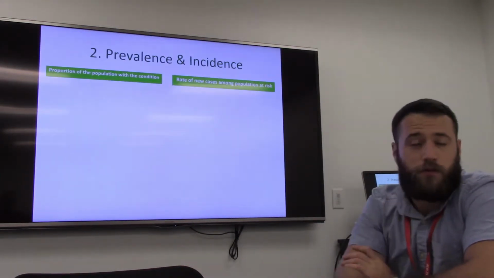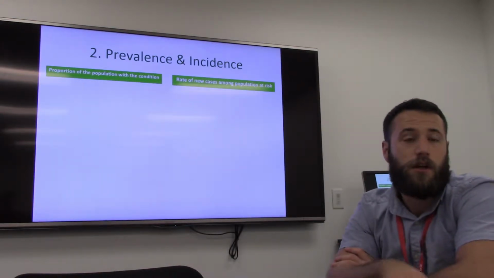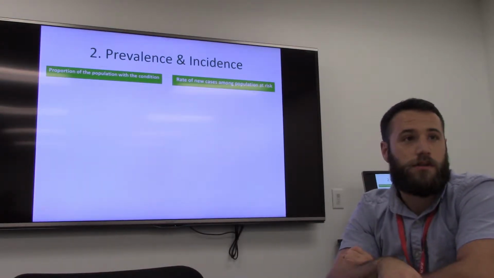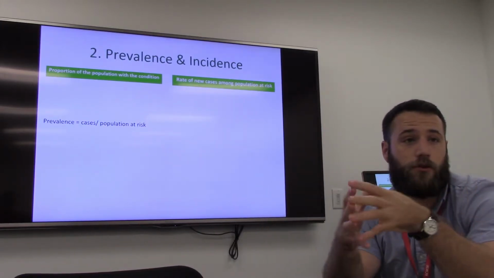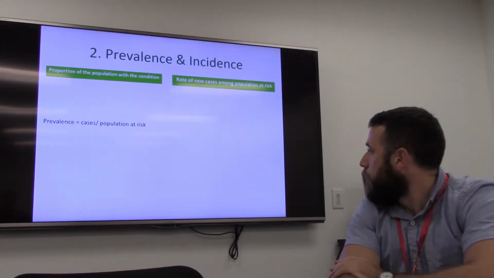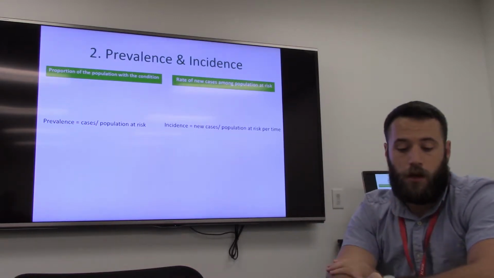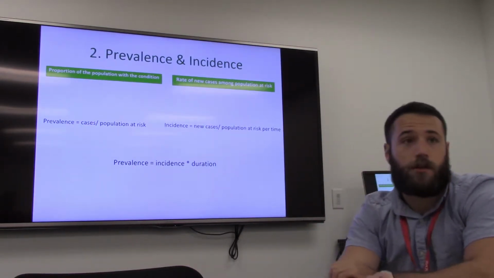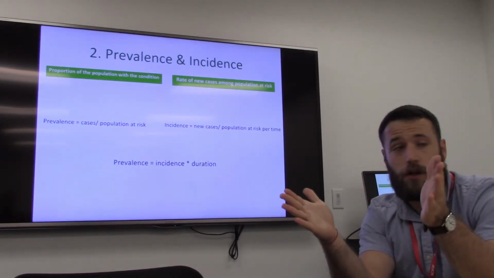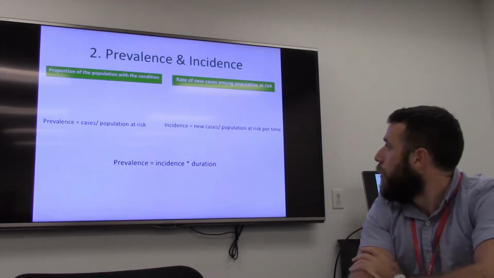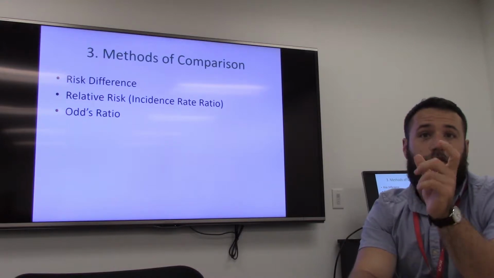But in order to really delve into those, we have to cover the basics. So talk about prevalence and incidence and what's the difference. Does anyone know what the difference between prevalence and incidence is? So prevalence is cases over, like you said, a population at risk or a population of interest. Whereas incidence is new cases in a population over a certain time. And so essentially prevalence is the equivalent of the incidence of the condition times the duration or the time that you're looking at.